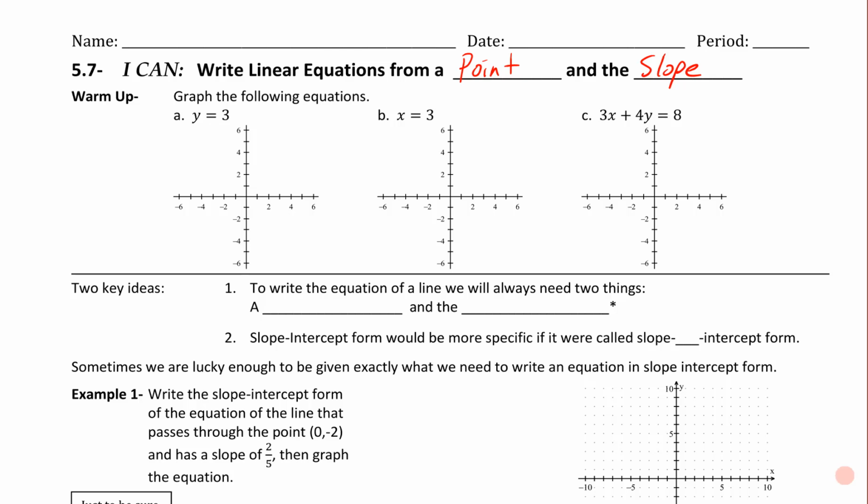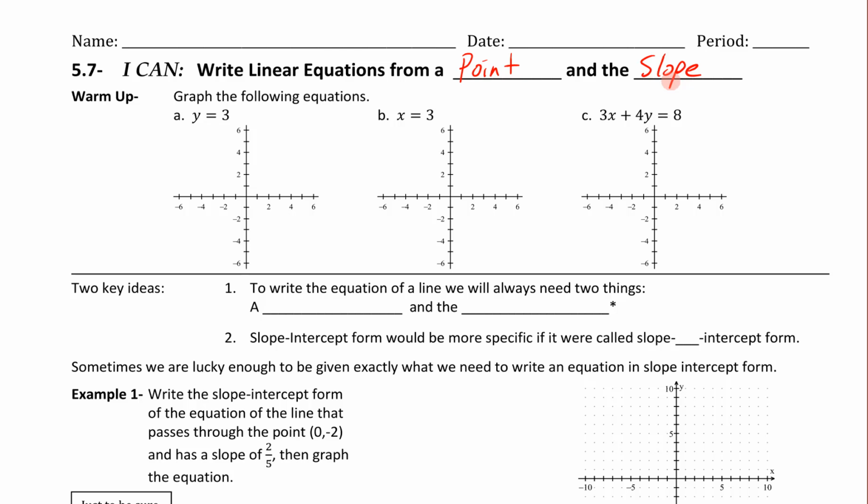We're now ready to use the skills that we have acquired with linear equations, slope-intercept form, and finding slope and all that sort of stuff to write equations of lines from a point and a slope. So up until now we've been given the equation and we had to graph it and say what the slope and the intercept were and different things like that.